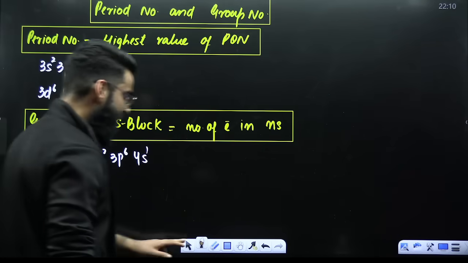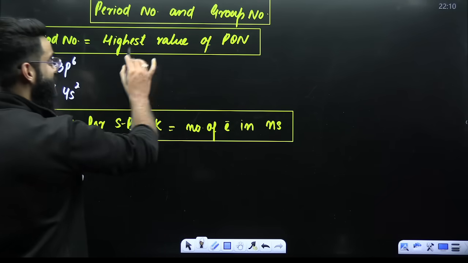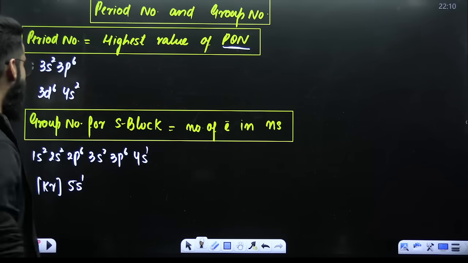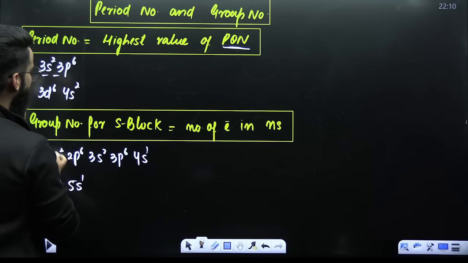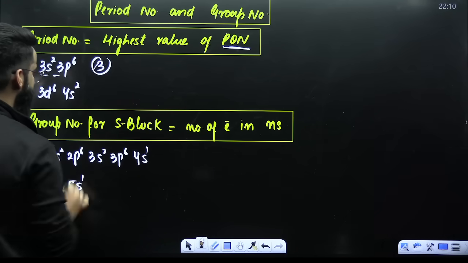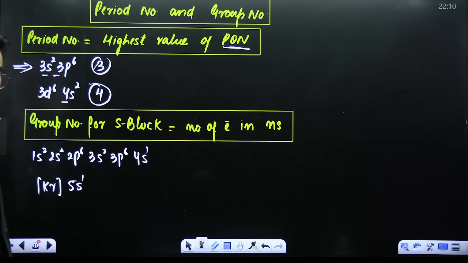Now, how do you calculate the period number of an element? The highest value of principal quantum number gives me the period number of an element. Let's say you've got an element whose configuration is given to me, right? So what is the highest value of quantum number here? Highest value of principal quantum number is 3. So the period number of this element is 3. Highest value of principal quantum number is 4. So the period number of this element is 4, right?